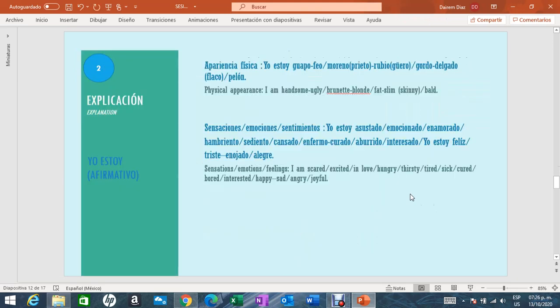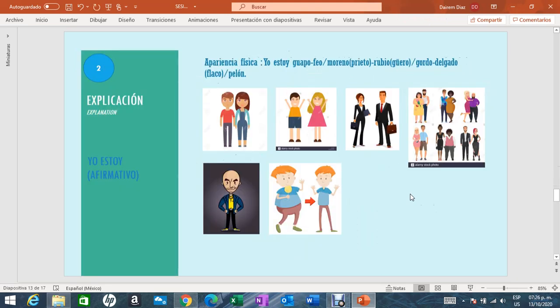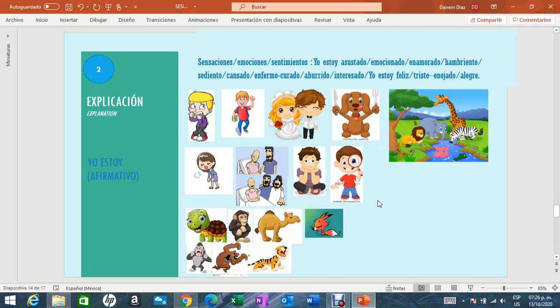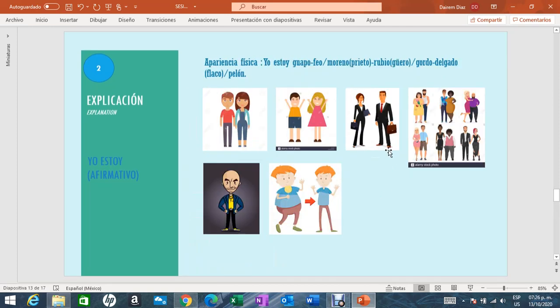Next one. Physical appearance, sensations, emotions. Okay. Then, page down or page up. Okay, we already checked this vocabulary. Yo soy guapo, I am handsome, yo soy feo, so it just was more images here. The only one that is different is gordo, delgado. Here, gordo, delgado, we already practiced it. Fat, slim. Yo soy gordo, yo no soy gordo. I am fat, I am not fat.